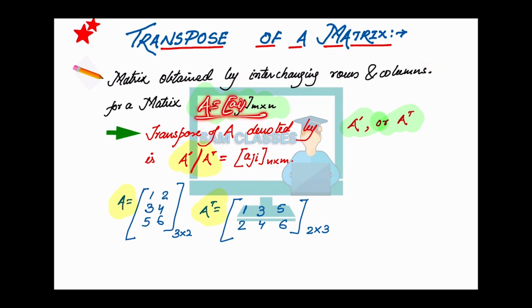Now a matrix A is given as A = [a_ij], where the number of rows is m and the number of columns is n. Now the moment we transpose it, students, what will happen? The number of rows will become n and the number of columns will become m.